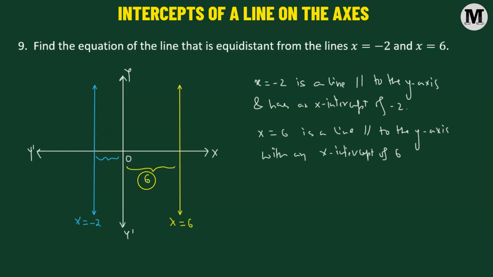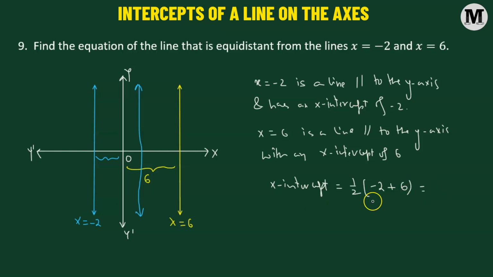Now we need to find a line which is going to be equidistant from both the two lines, and clearly that line is also going to be parallel to the y-axis. So it's going to lie somewhere between the two lines. So let's say this is the line and we need to find its equation. So we need to find this x-intercept. Its x-intercept will be the average of the x-intercepts of both of the two lines. So we have the x-intercept equal to half of the sum of the two values. So we have -2, that's the x-intercept of the line x equals -2, added to the x-intercept of the other line, which is 6.